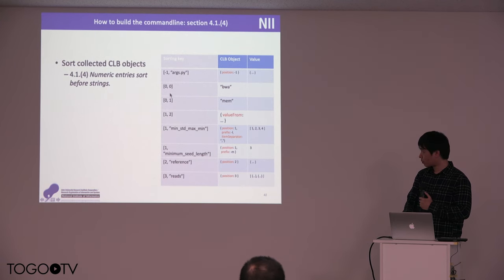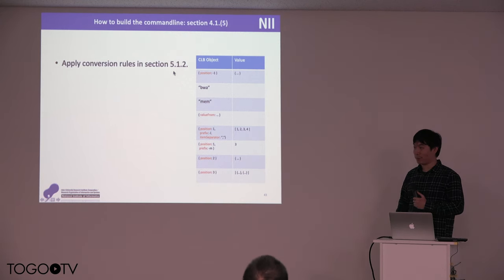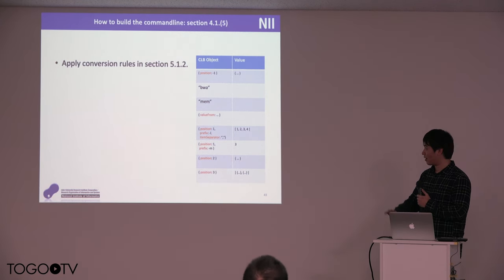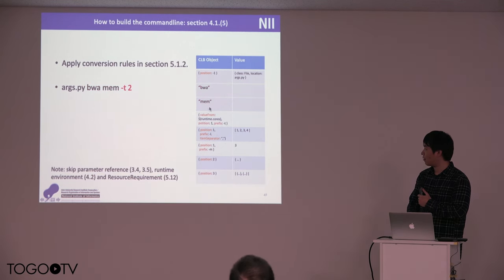And after that, we finally apply some conversion rules in section 5.1.2, and please see the specification for the details. I just show the results. For example, in this part, its value is files. In that case, its location field is used for the command line argument. And storing is as is, and memory is as is. And also, here is this part.